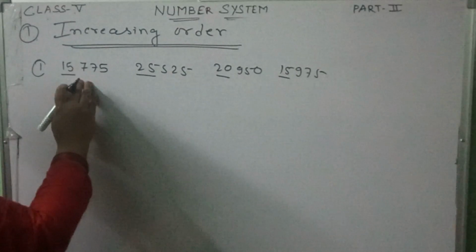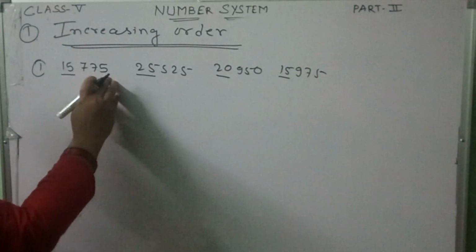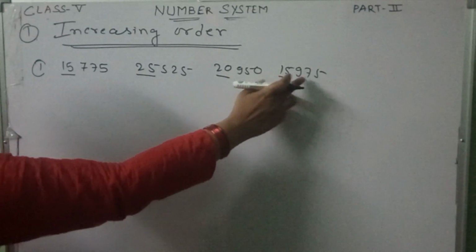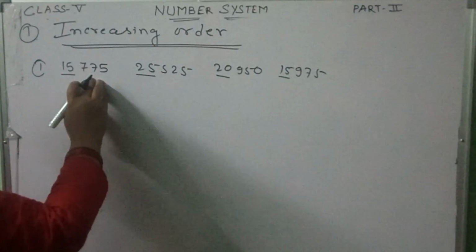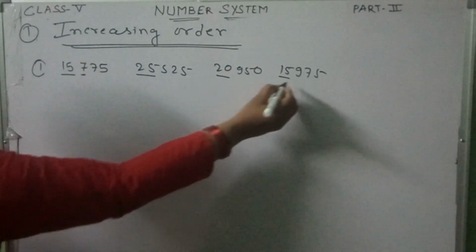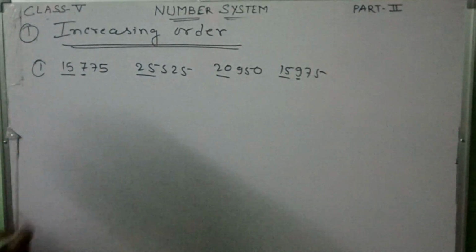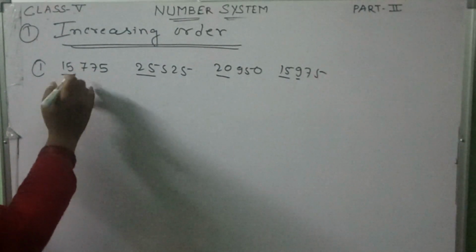Here 15,775 and here 15,975. Which one is smaller? See the hundreds place: here 7 is there and here 9 is there. Which one is smaller, 9 or 7? 7 is smaller. So we will write this number first.